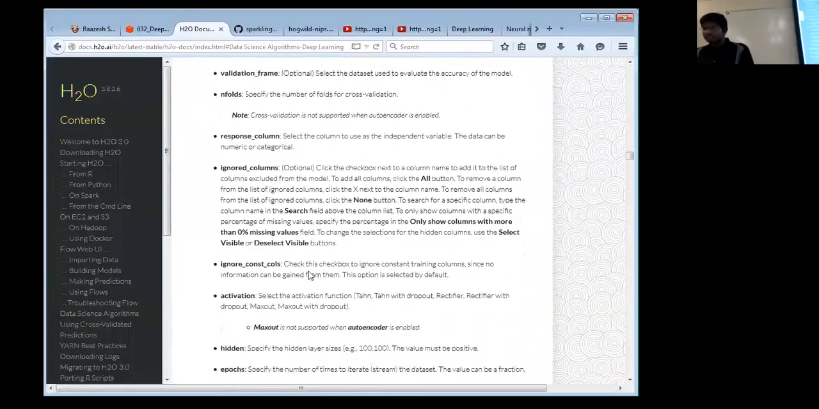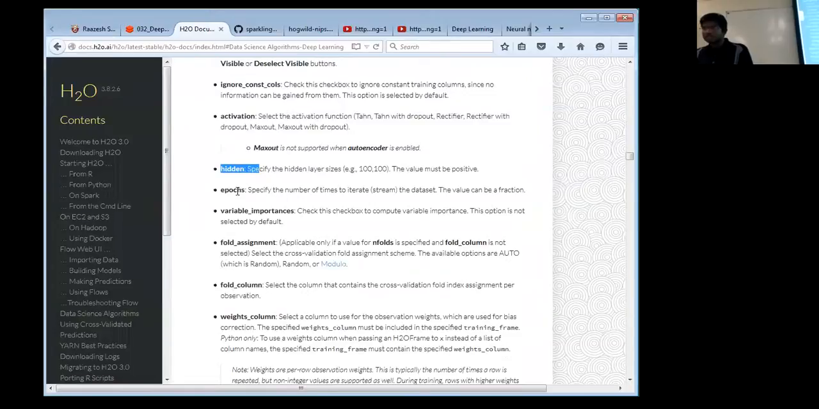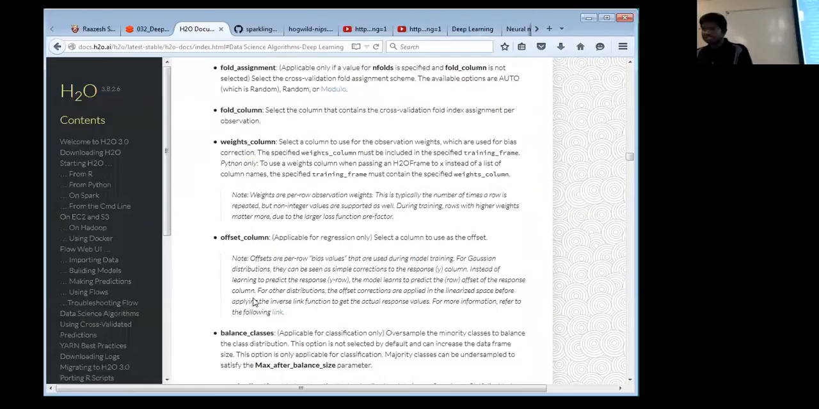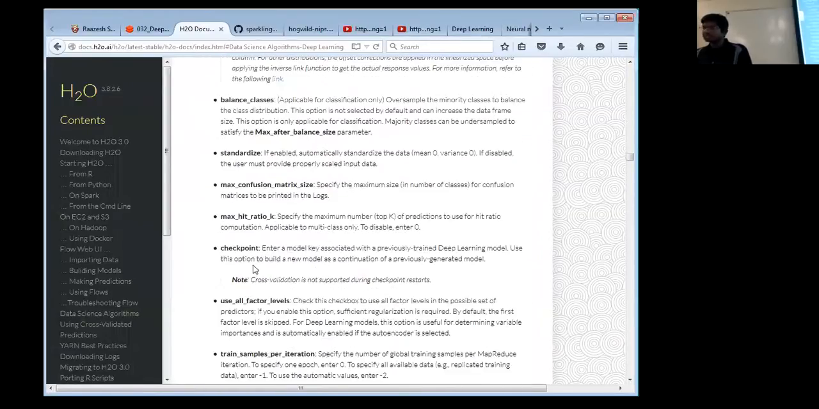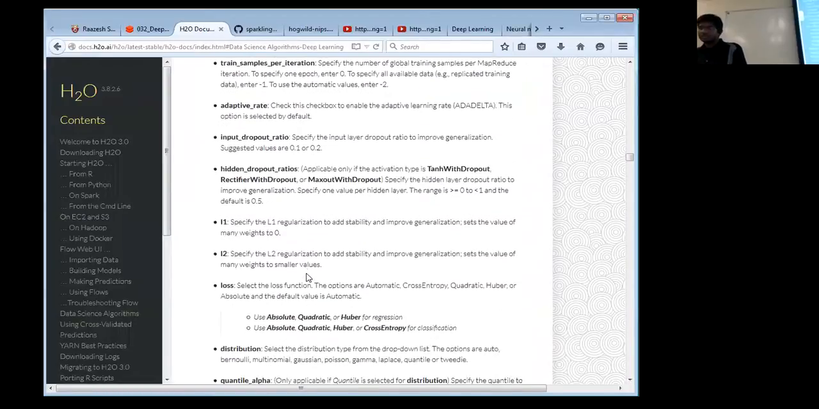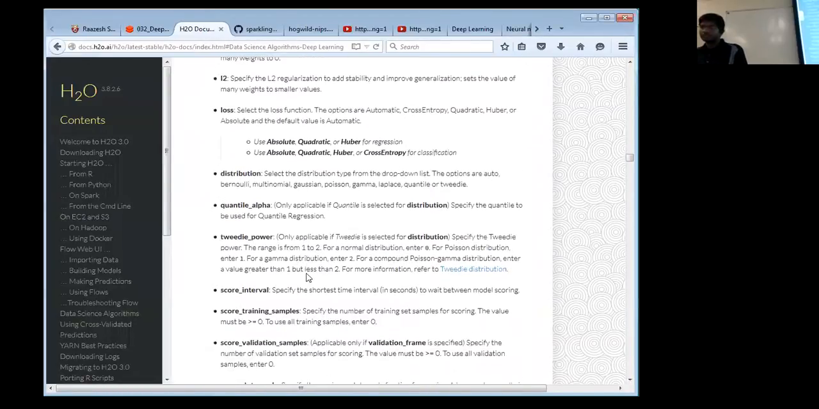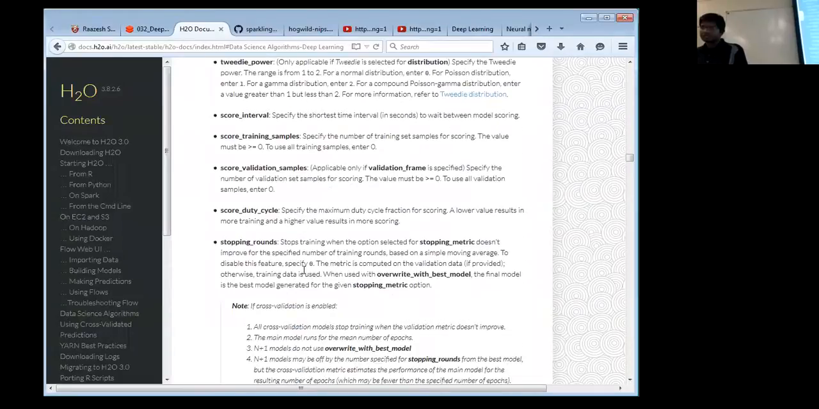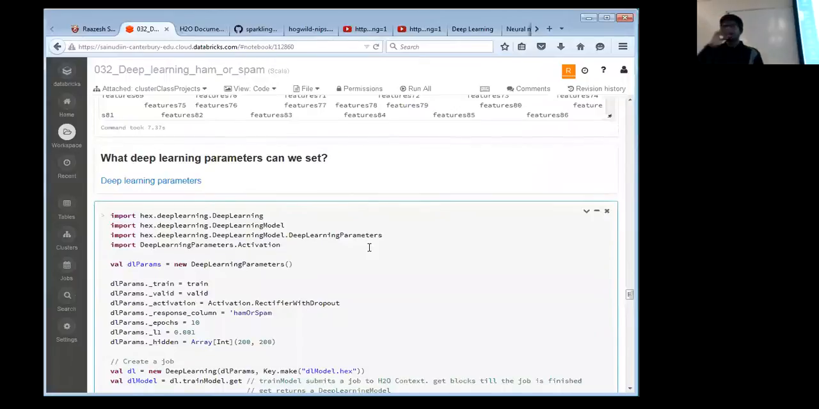Yeah, you can set all of these: hidden layers, epochs, importance of variables, folding, weights, stopping rounds, a lot of parameters. Actually, if you use the UI that they have, the H2O Flow, you can set all these parameters in their text boxes. And when you say train, it will start training.